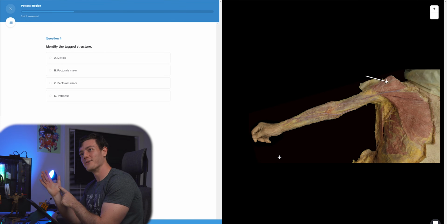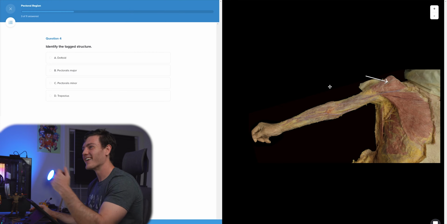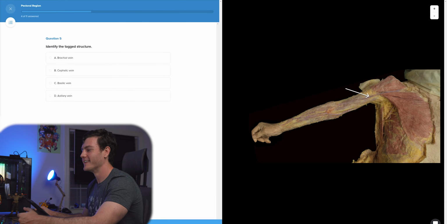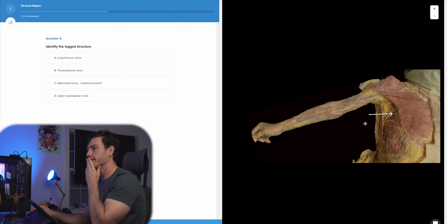Do I remember what those acronyms stand for? Scaphoid, lunate, we'll just move on. Okay, so deltoid, next. I think that's still pointing to the cephalic vein. Okay, next.